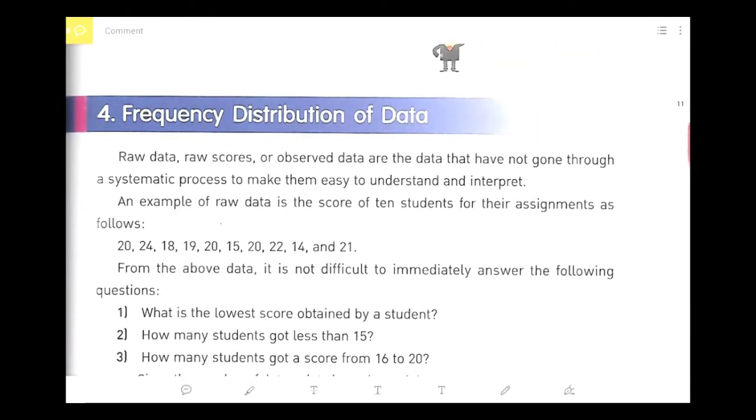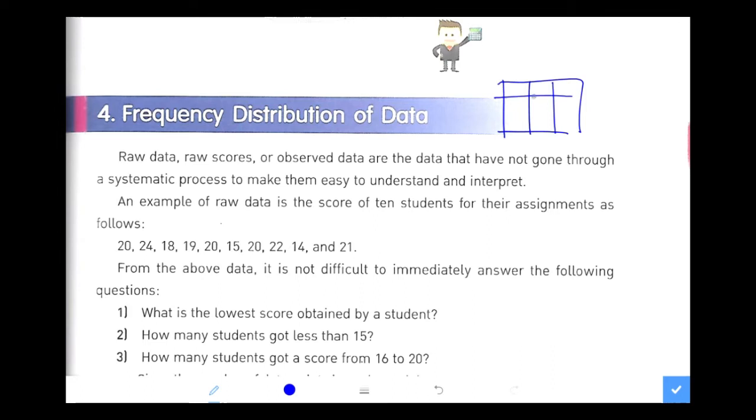Okay, next one. We have a new tool: frequency distribution of data. This is our new tool. It will look like a table, and you will have some tables and have to fill in some numbers inside. Let's see what it is in the book.